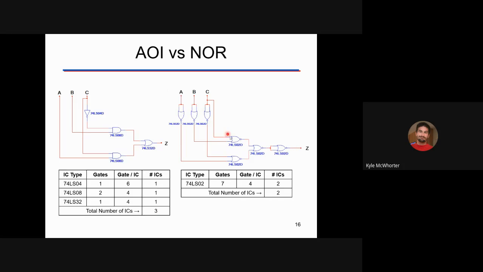But if we switch it all over to NOR logic, we have 7 gates now, so it'll take a little bit more wiring, but now you only have to buy 2 integrated chips instead of 3, so we can get the same functionality for a lower price by switching it over to NOR logic. Even though this one might be simpler to wire, this one will cost less money to implement.